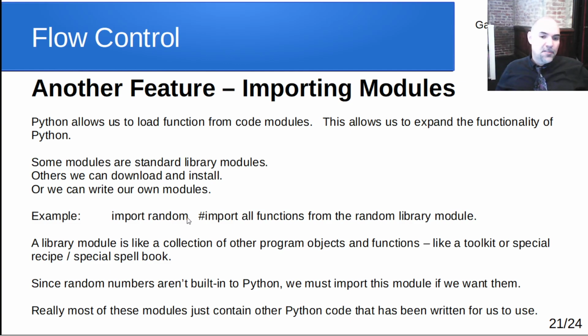In this case, since random numbers aren't built into the Python built-in functions, it's part of the standard library, so we have to open that spell book if we want to use the spells that are in it. To open that, we just say import random. That loads it up so that we can use it. Most of those modules contain code that's already been written for us to use, and a lot of times that code is other Python code that somebody else has already written for us. So it's very easy to load them up and very easy to use them.